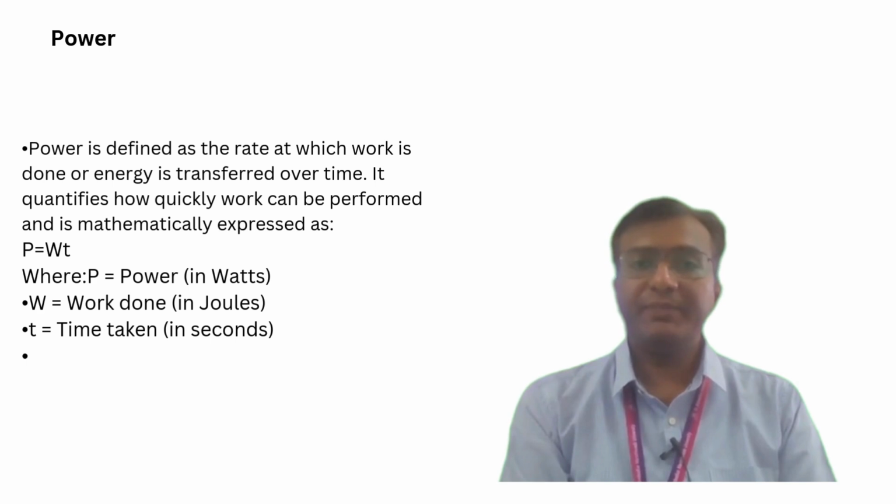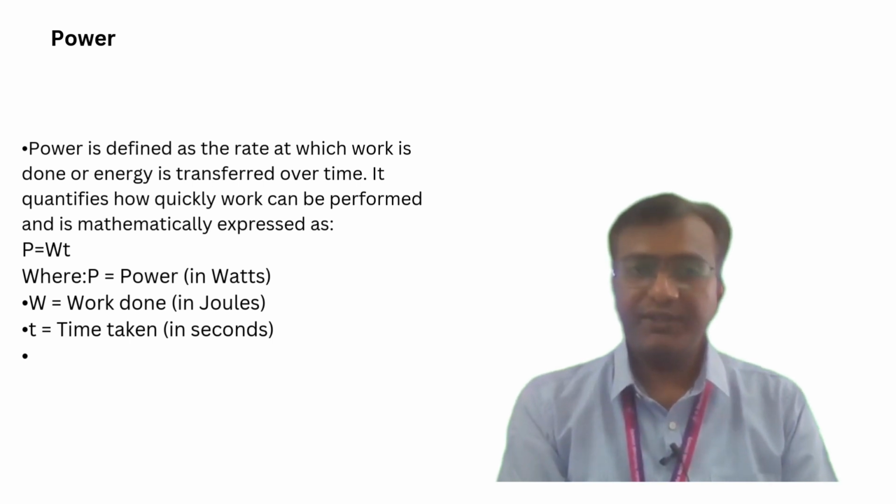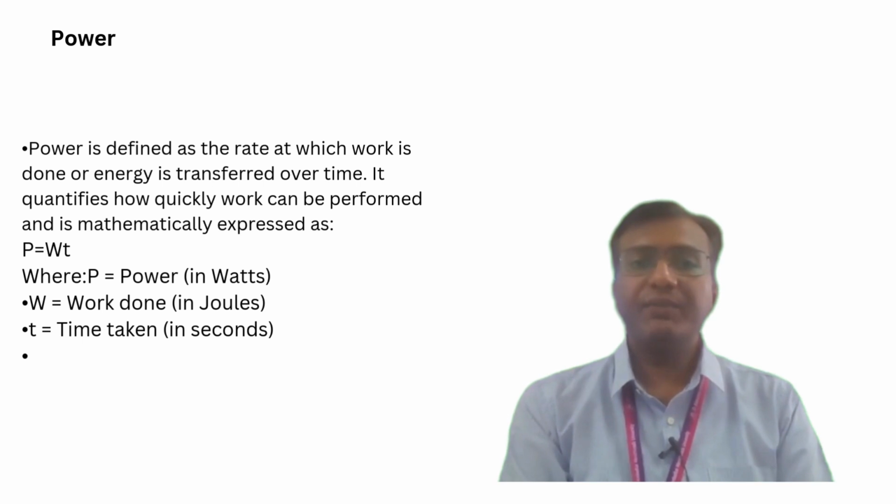The mathematical expression for power is given by P is equal to work divided by time, where P is the power, typically in watts, W is the work done or the energy transferred, typically in joules, and T is the time taken to do the work or transfer the energy, typically measured in seconds. From this equation, we can see that power is directly proportional to the amount of work done and inversely proportional to the time taken.